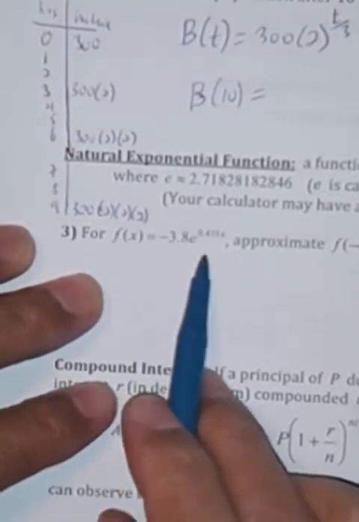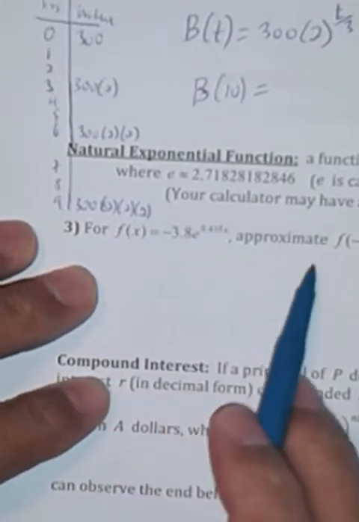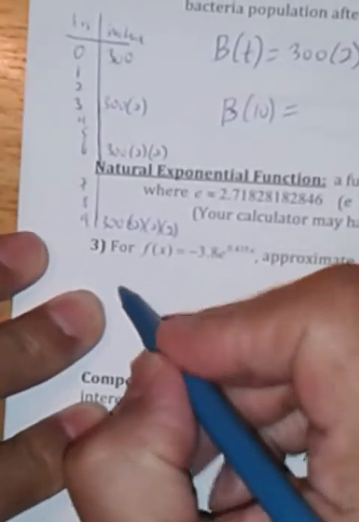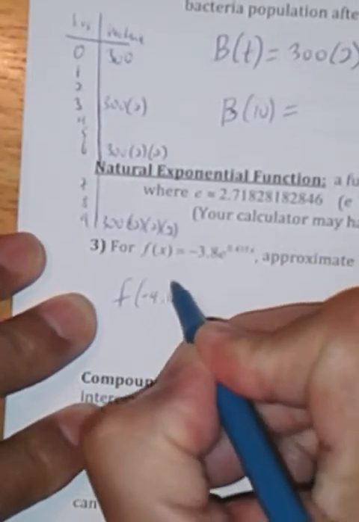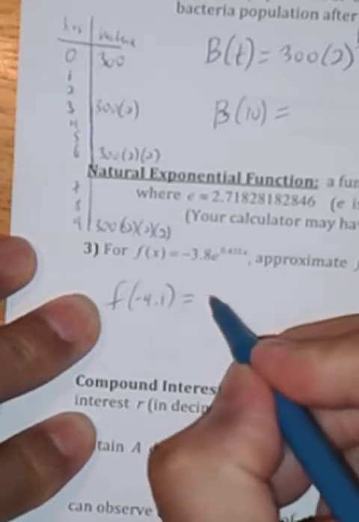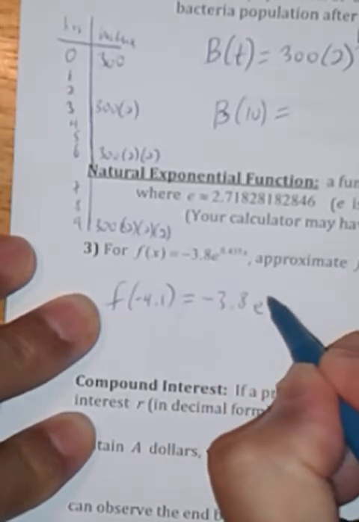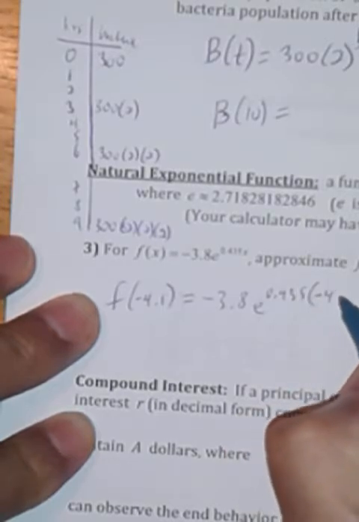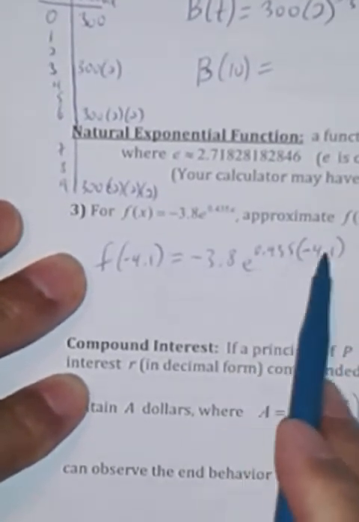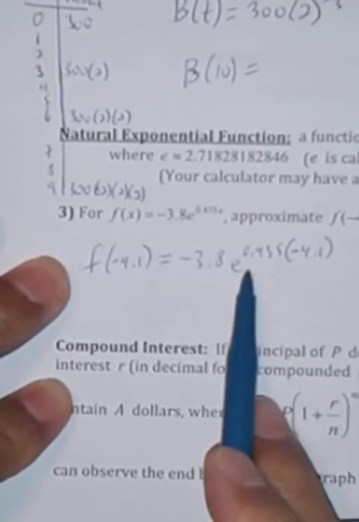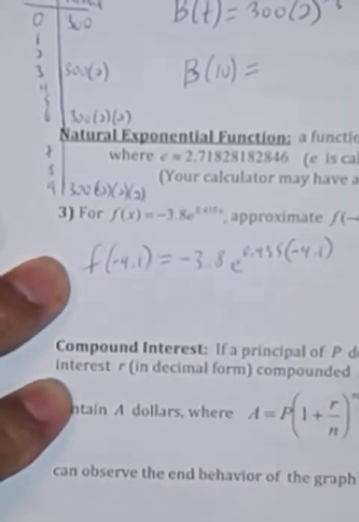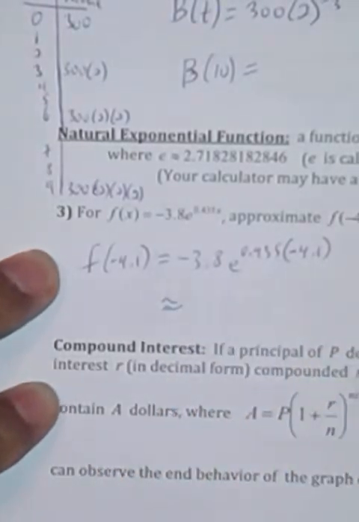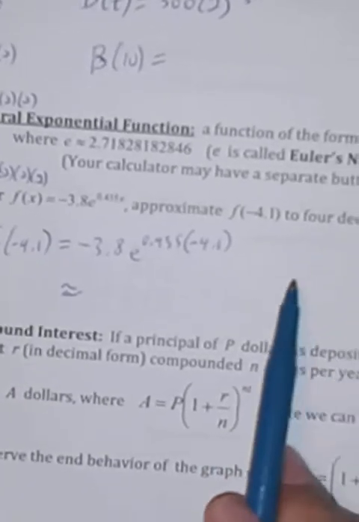So if I was going to use this formula and find f of negative 4.1, on this one, f of negative 4.1, notice that's just x, right? X is negative 4.1, so negative 3.8 e to the 0.435 times negative 4.1. Okay. Notice you might want to multiply that first, and then do e to that power, and then times that, and we'll finish that off also in class. And we'll round to 4 decimal places if necessary.